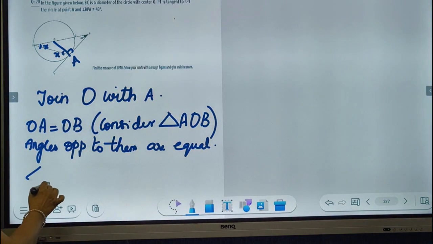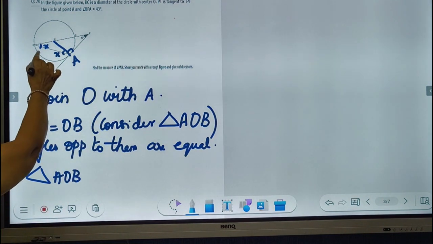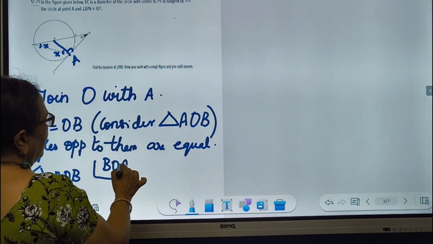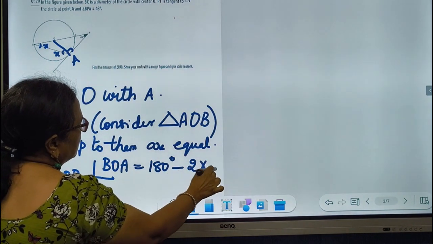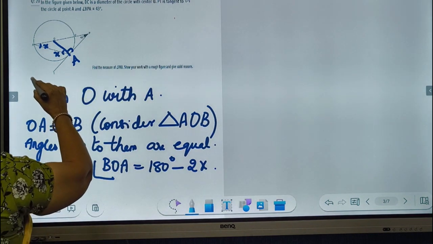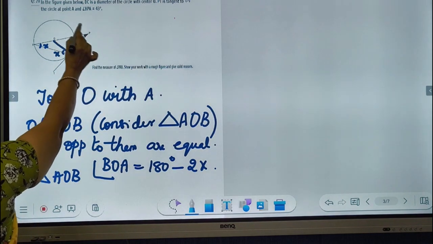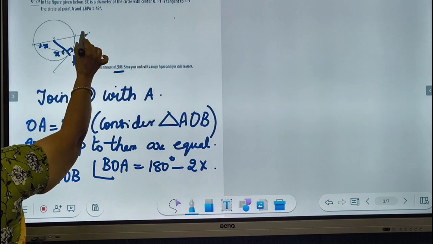Now consider triangle AOB. If this angle is X, if this angle is X, angle BOA will be 180 degrees minus 2X. Okay, what is it that we need to find? I need to find the value of X because I need to know angle PAB. You have to find angle PAB.